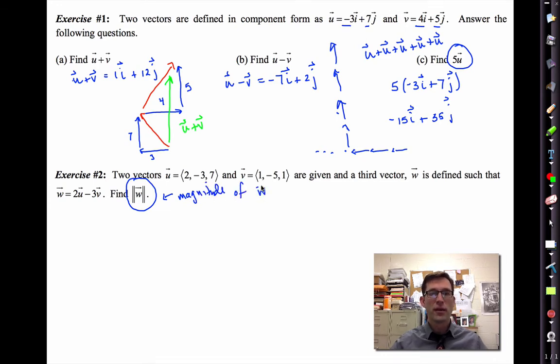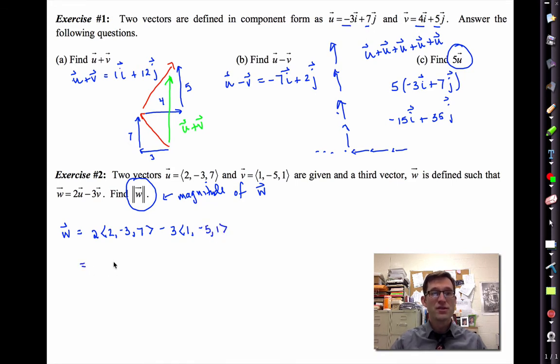of vector W. Now, we should know how to find the magnitude of a vector if we know the vector in component form. So the most straightforward way of doing this is to simply figure out what vector W is. In other words, vector W is twice vector U, and this is a really great way to write it, minus 3 times vector V.